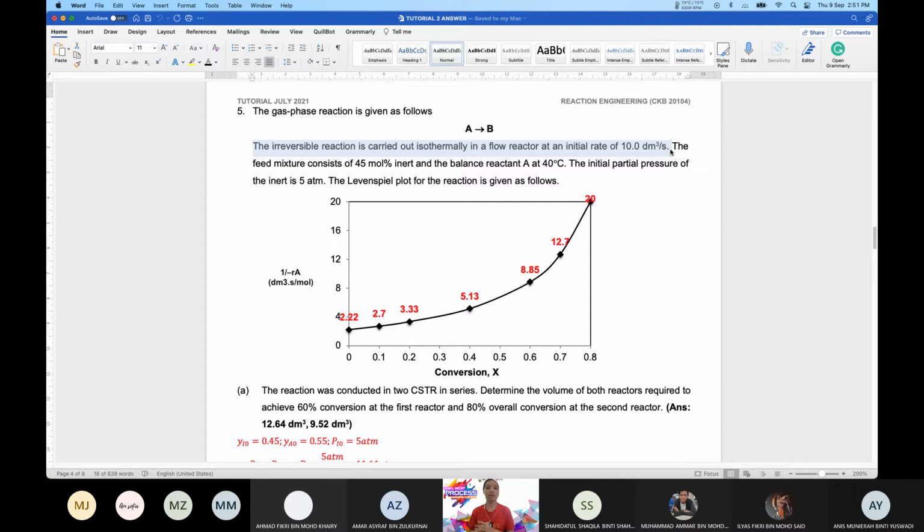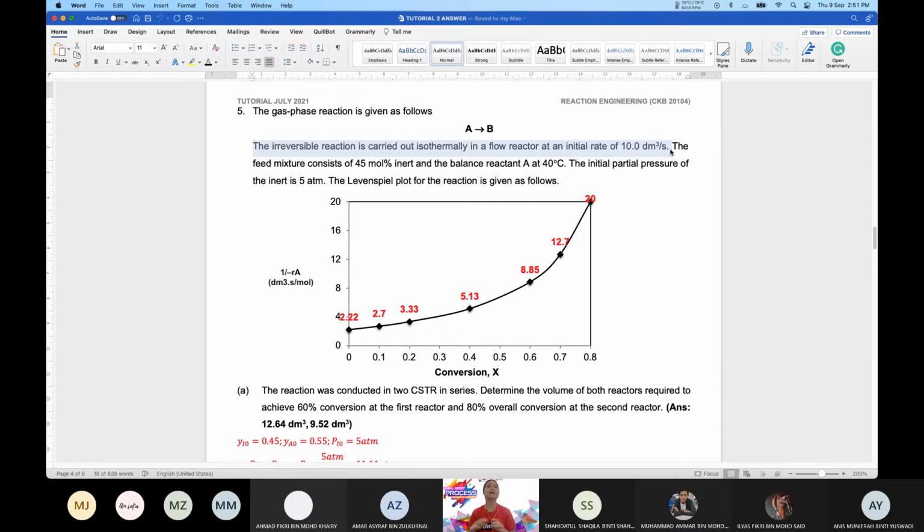Okay, first irreversible reaction. So at the moment you just learn irreversible. Kita belum belajar reversible. But just to explain, irreversible reaction means the reaction goes a forward direction. Okay, so all of my reactant will be converted into product. There won't be any reverse reaction. Backward reaction tu tak ada kalau irreversible.